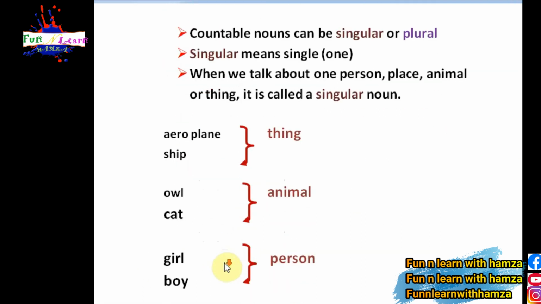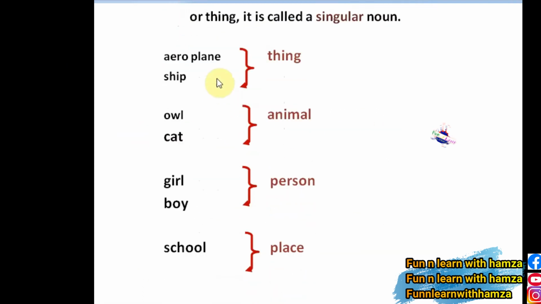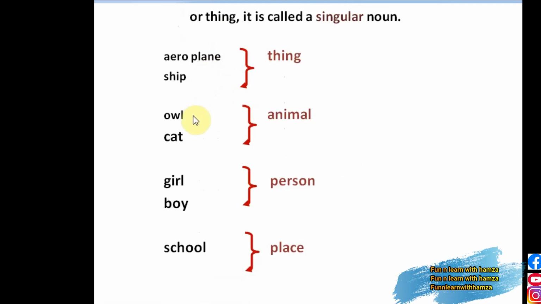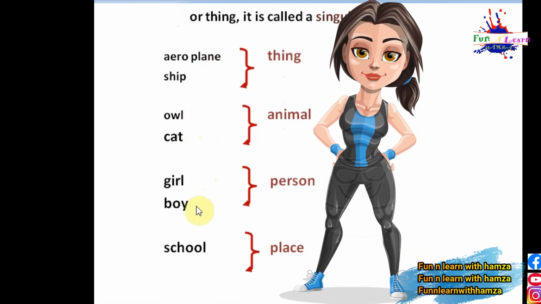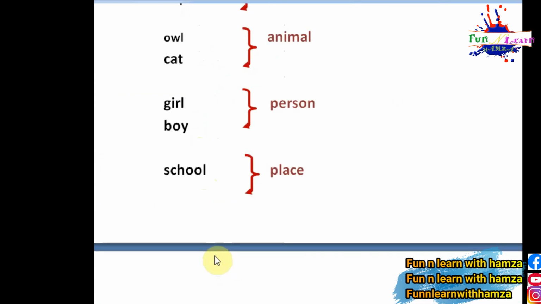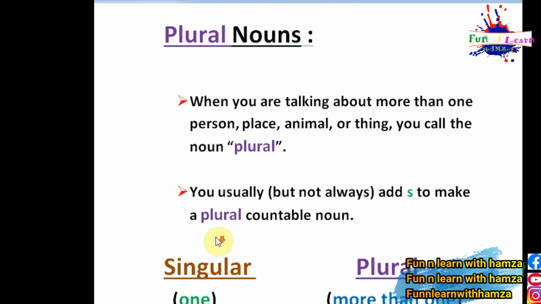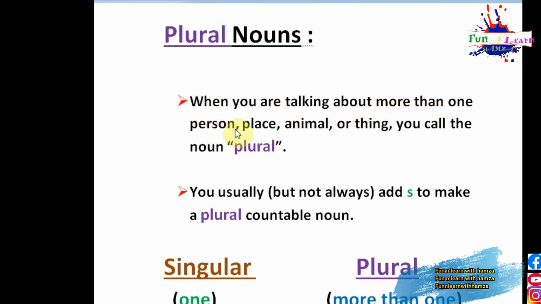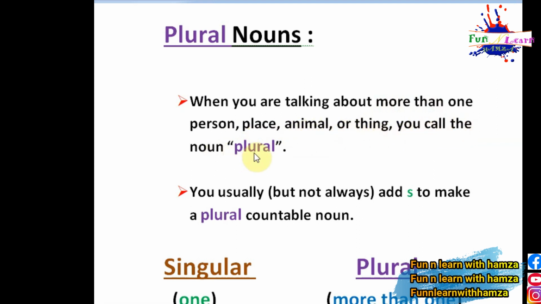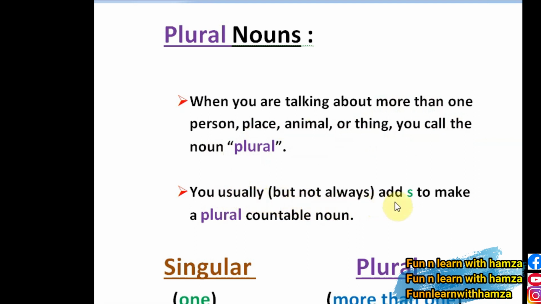Let's look at a few examples. Aeroplane, ship, owl, cat, girl, boy, school. Here we are just talking about singular nouns. Let's look at what is a plural noun. When you are talking about more than one person, place, animal, or thing, you call the noun plural. You usually, but not always, add s to make a plural countable noun.